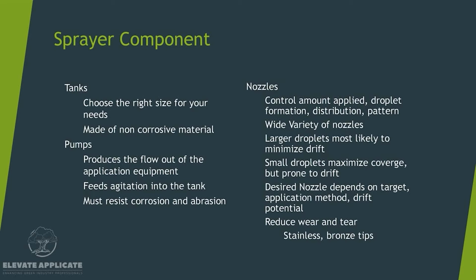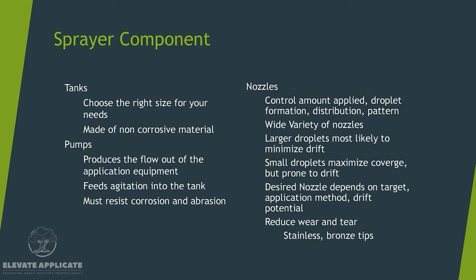Nozzles, they can control the amount of pesticide applied, the droplet formation, how it's distributed, and the spray pattern itself. There's a huge variety of different types of nozzles, and they can vary in different types of materials. And remember, larger droplets are most likely to minimize drift. Small droplets maximize drift. So it all depends on your conditions and what you need. The desired nozzle depends on the target, the application method, and the drift potential.